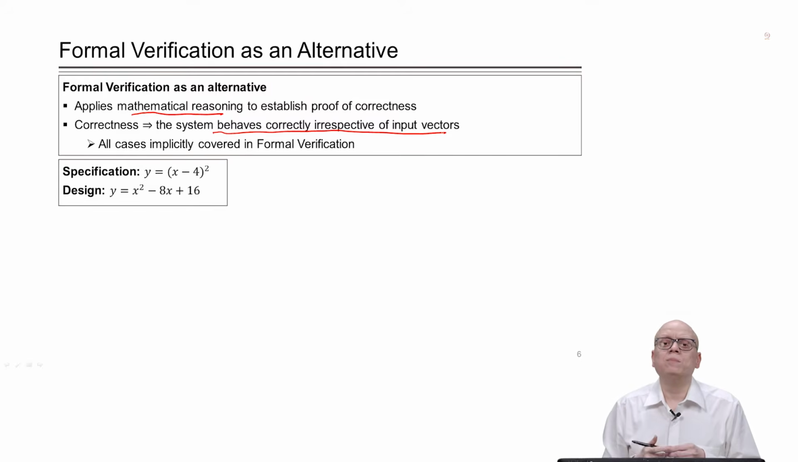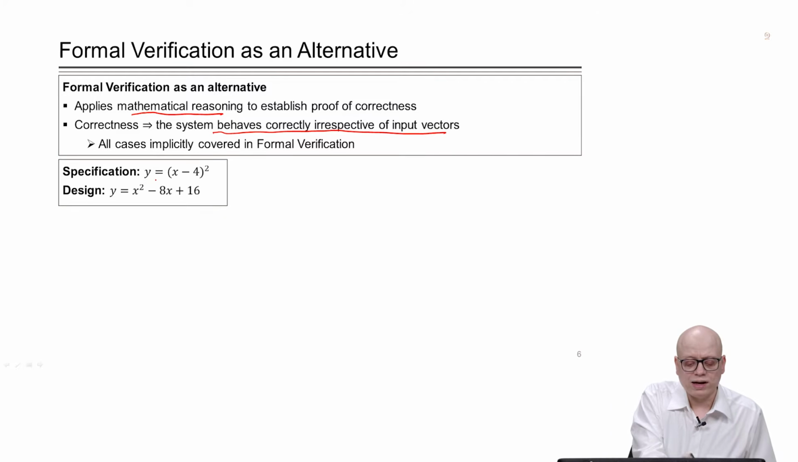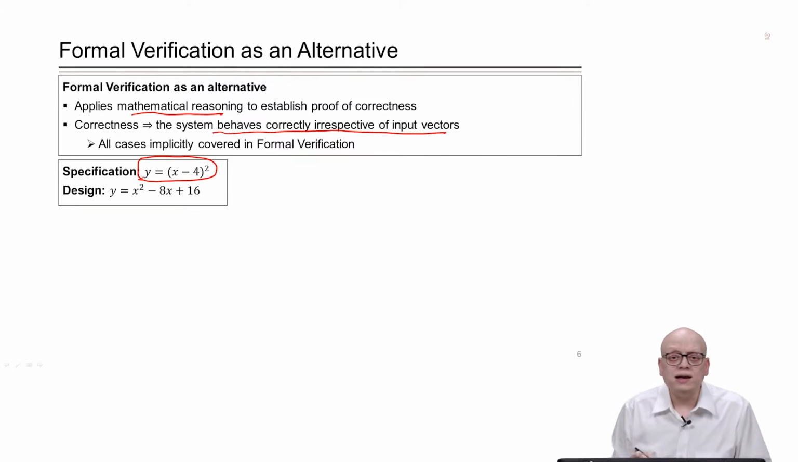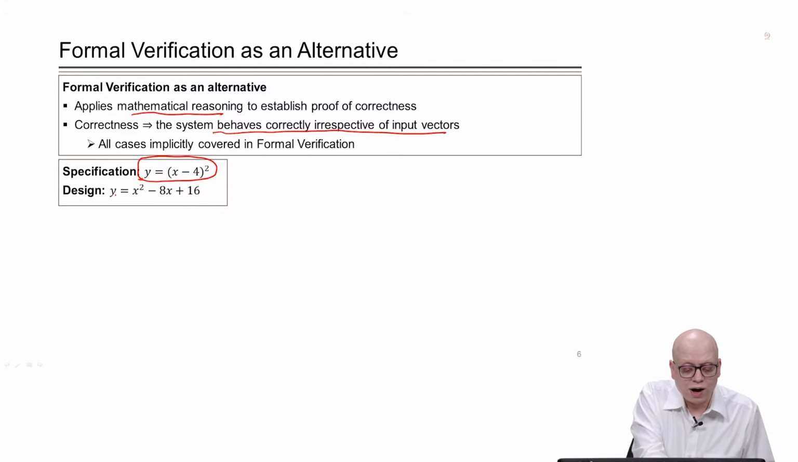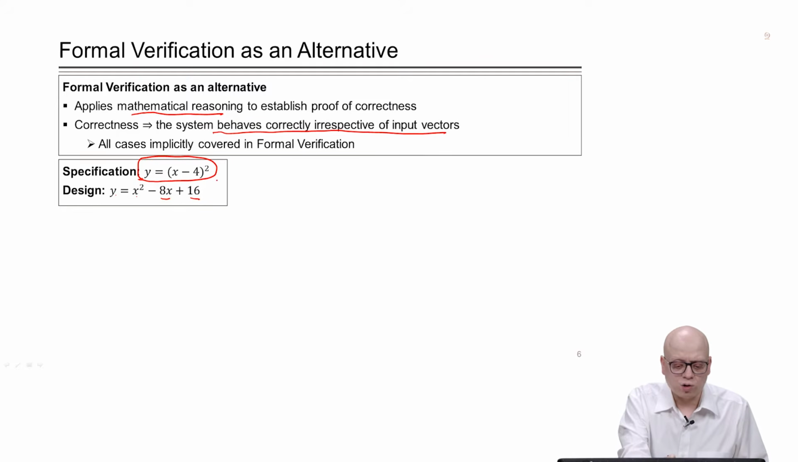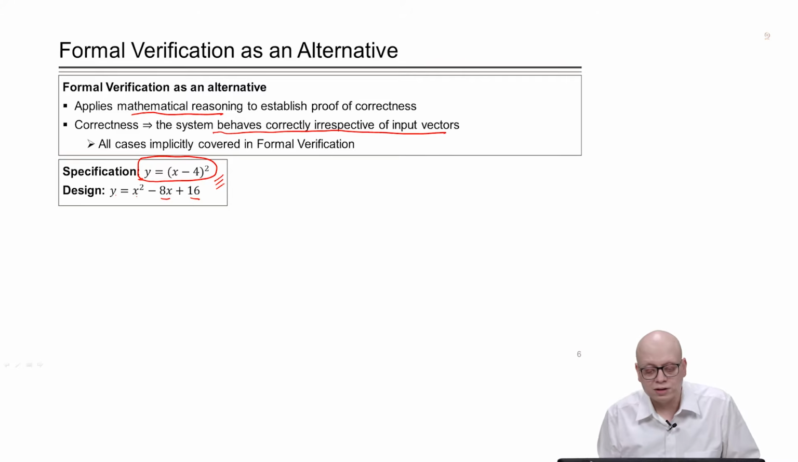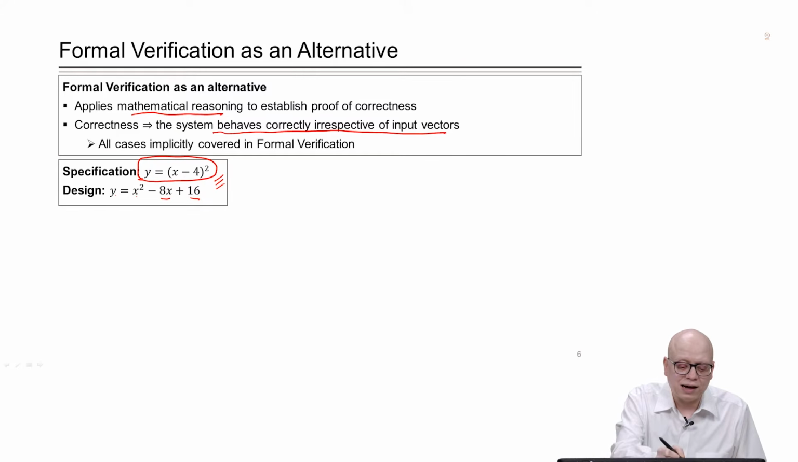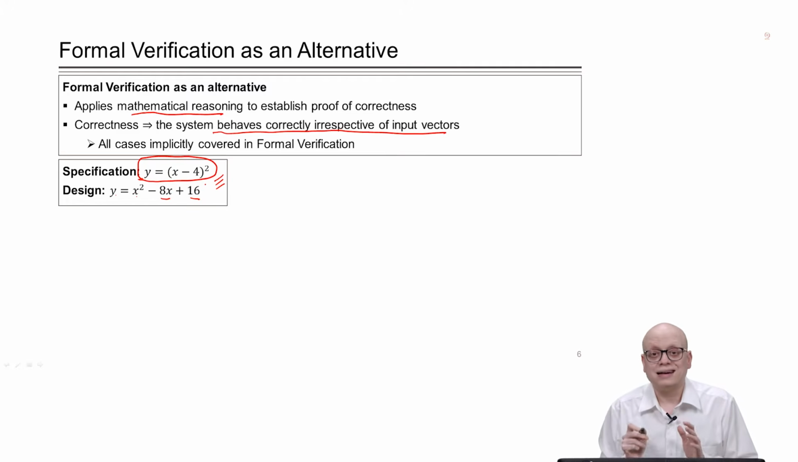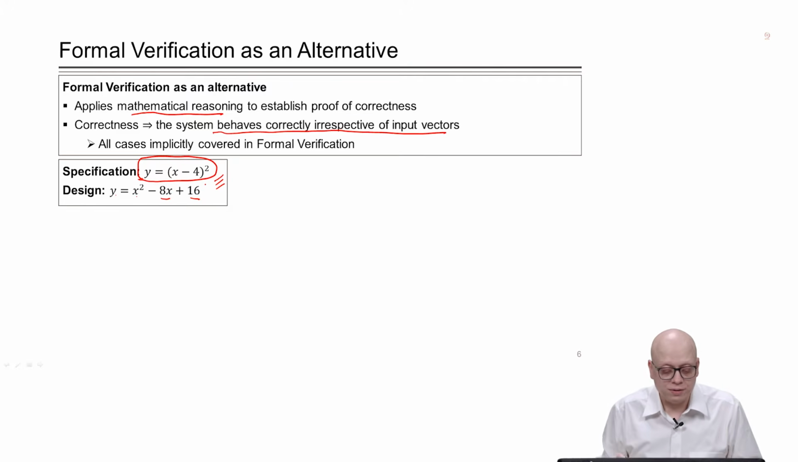Now, let us take an example to see what it actually means. Let us take a simple case in which we are given a specification y is equal to (x minus 4) whole square. So, this is the specification. Now, in a design, we implement this function y is equal to (x minus 4) whole square as y is equal to x square minus 8x plus 16. Apparently, these two models are equivalent. From our elementary algebra knowledge we can understand that these two models are indeed correct, or equivalent.